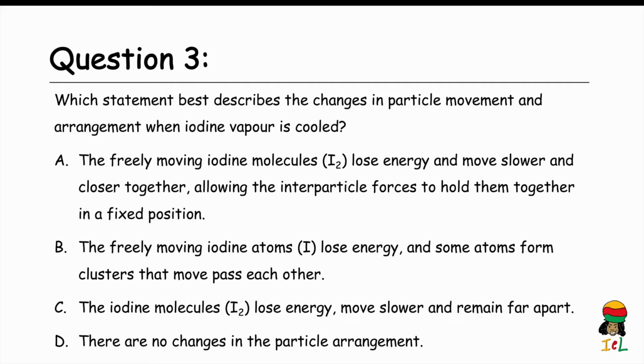Question 3. Which statement best describes the changes in particle movement and arrangement when iodine vapor is cooled? A. The freely moving iodine molecules lose energy and move slower and closer together, allowing the interparticle forces to hold them together in a fixed position. B. The freely moving iodine atoms lose energy and some atoms form clusters that move past each other. C. The iodine molecules lose energy, move slower, and remain far apart. D. There are no changes in the particle arrangement.